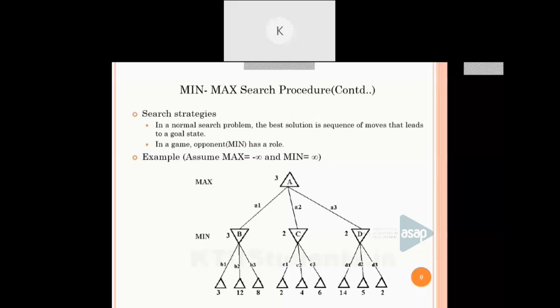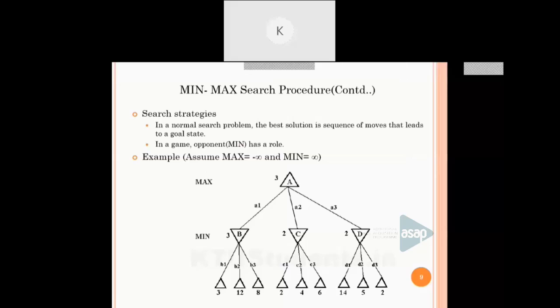See, when you get a problem, only the utility values will be given. Here the utility values are 3, 12, 8, 2, 4, 6, 14, 5 and 2. These are the utility values. The remaining things we have to calculate by applying the algorithm. Initially we get only the utility values. Finally we have to find the root node value. That is our objective in this min-max search procedure: to find the root node value, that is, the max value of max.